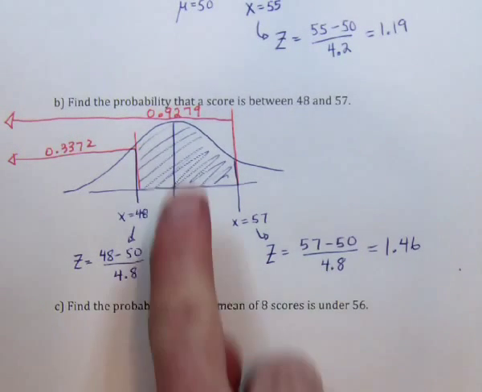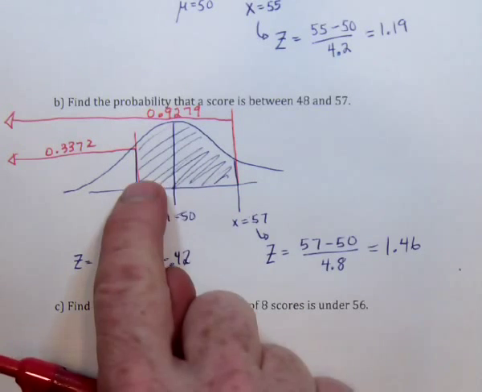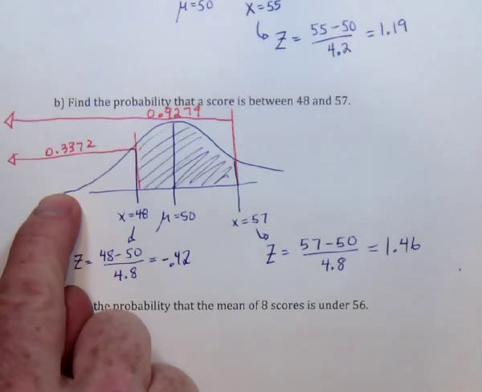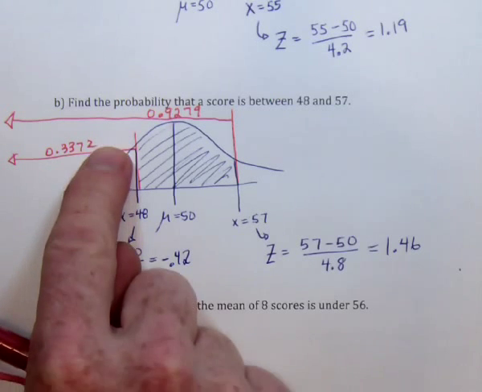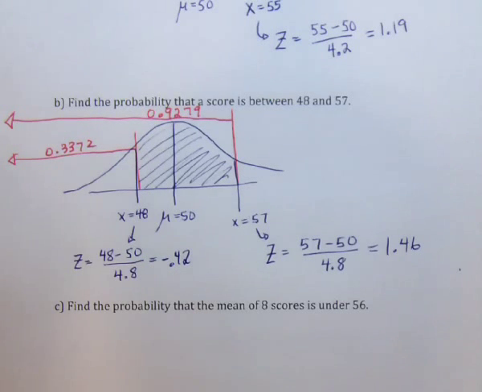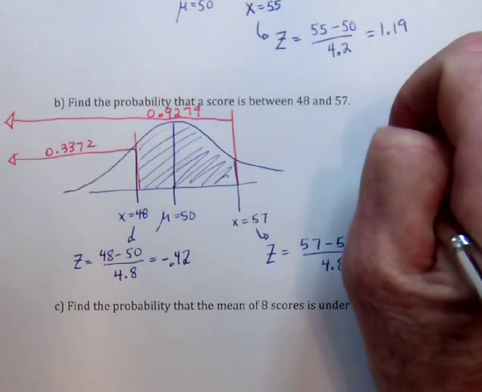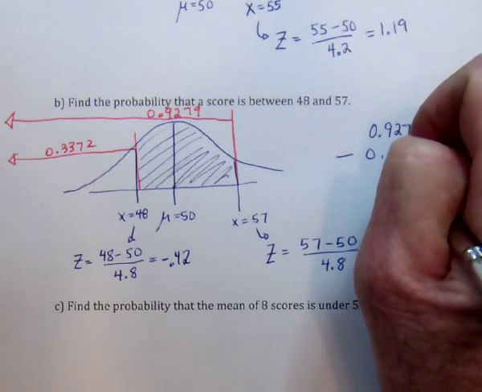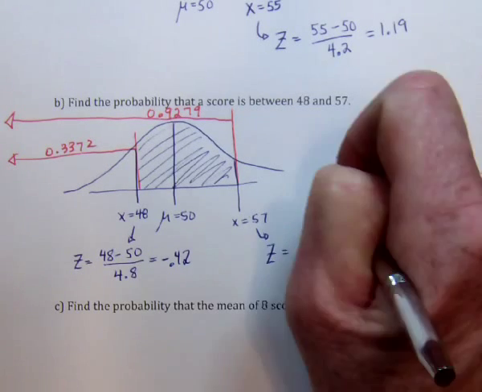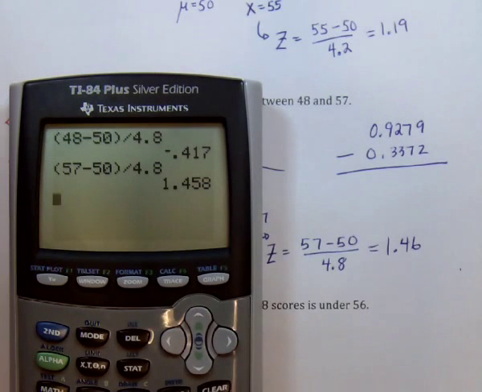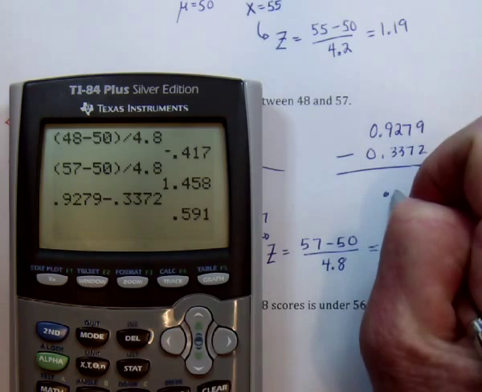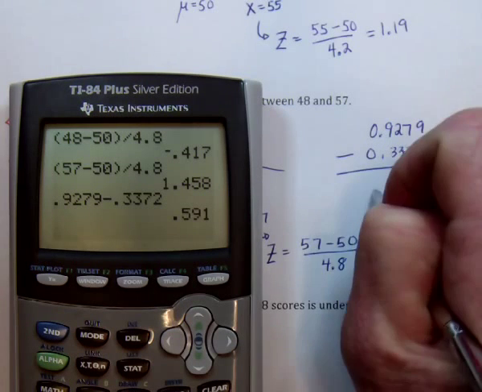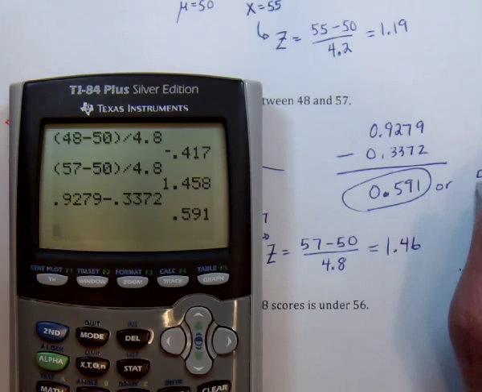So this one covers our region, plus it keeps going to the left. And then this one takes care of this left part. So if we just subtract the two answers, then that's going to be the area in between. So 0.9279 minus 0.3372, and the answer is 0.591, or you could write it as 59.1%.